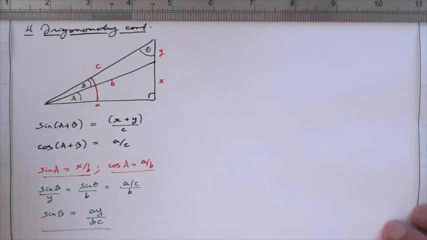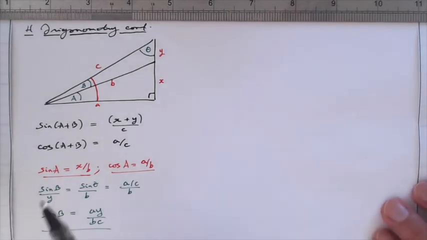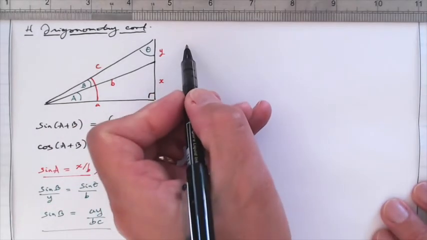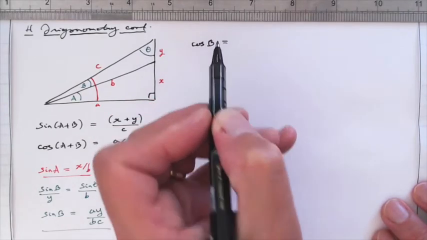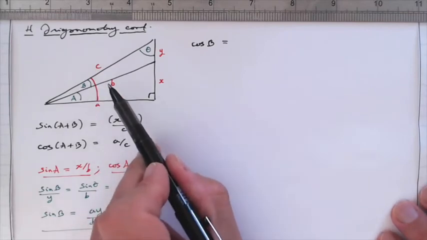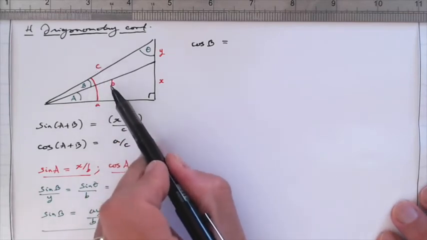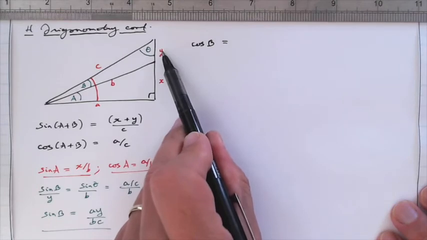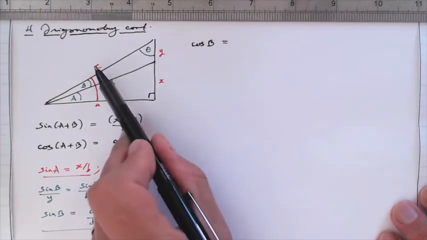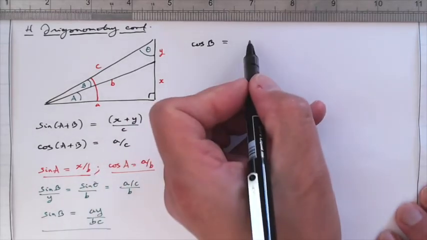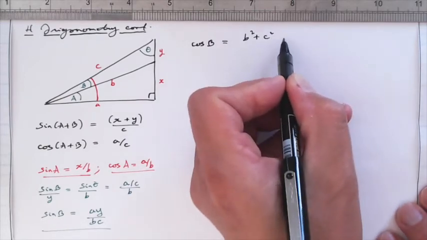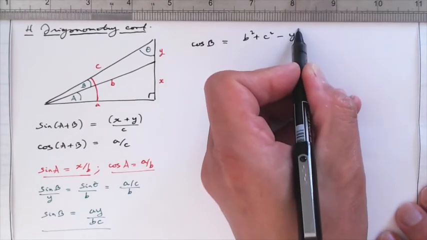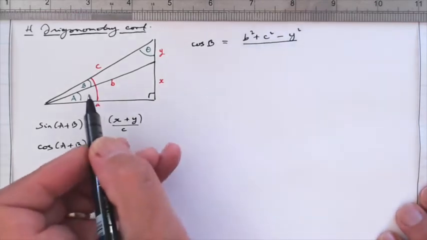Now it gets tricky because we have to use the cosine rule to get cos B, and this, to be honest, is going to be a bit messy, but just bear with me and we'll see how we get on. So the cosine of B we can get directly from the cosine rule, which is the sum of the squares of these two sides take away the square of the opposing side divided by twice the product of these two sides. So cosine of B is b squared plus c squared minus y squared, all divided by 2bc.